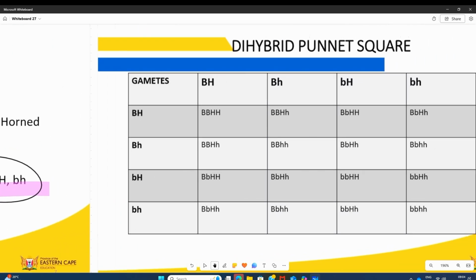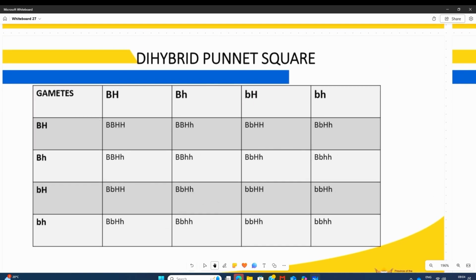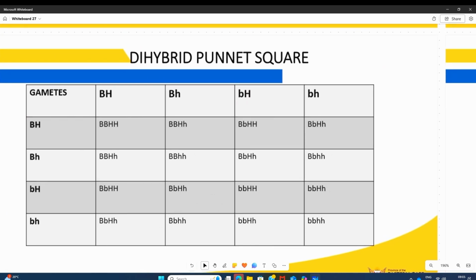And then when it is complete, it looks like this. It looks like this when it is a complete dihybrid cross Punnett square. So from the question, we were asked to determine the phenotypic ratio of the second filial generation.